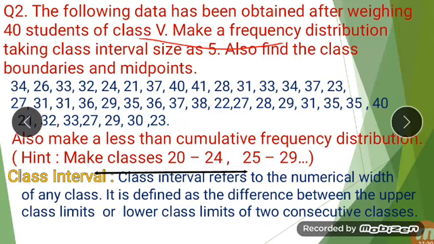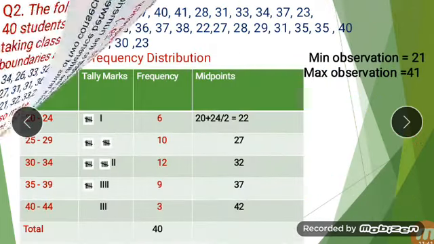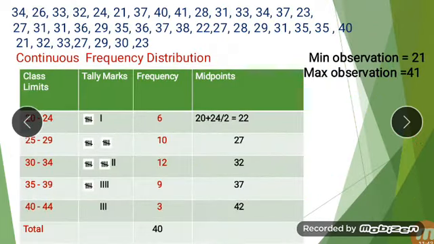So let's first of all find the midpoints, because this is easy. As already discussed, the midpoint is the middle value of the class, so we have to add the lower class limit to the upper class limit, and then divide by 2. So 24 plus 20 will be 44. 44 divided by 2 will give 22. 27 will be the midpoint of this class, 32 will be the midpoint of this class, 37 will be the midpoint of this class, and 42 will be the midpoint of the last class here.